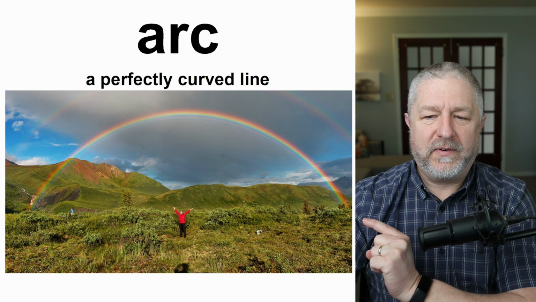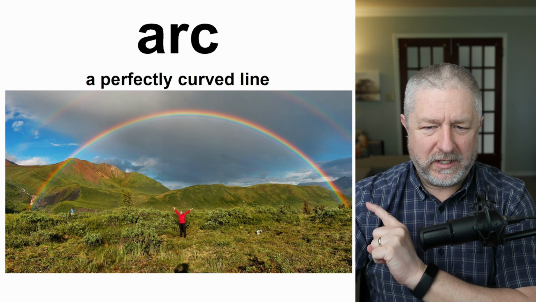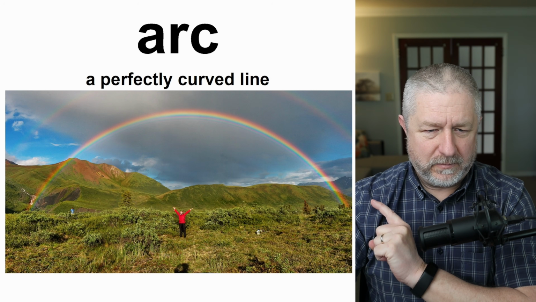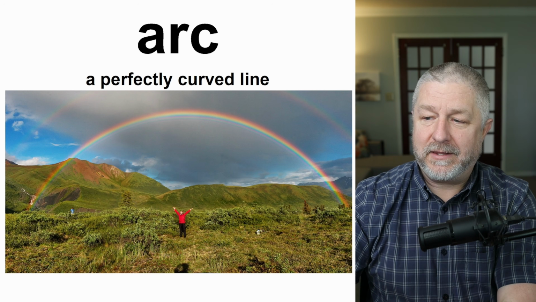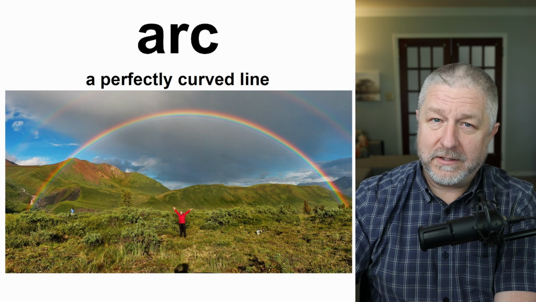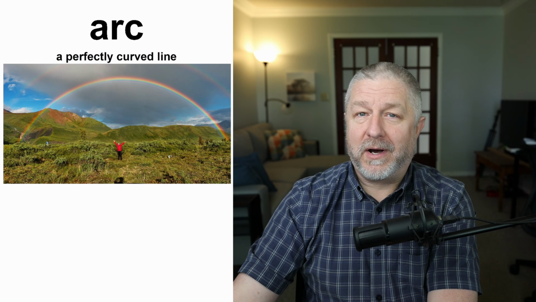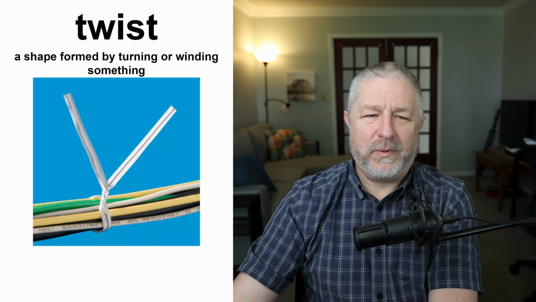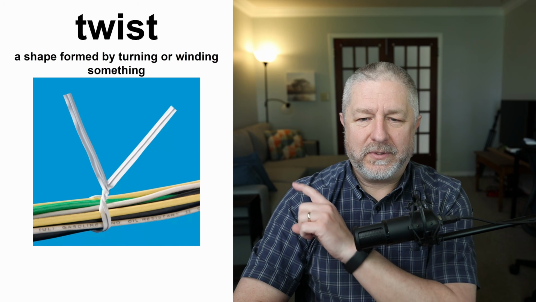This person seems very happy. I think if you look in the distance, the person in blue has maybe found the pot of gold that they say is at the end of the rainbow. I've never found it. I've never been able to find the end of the rainbow, but apparently there's a pot of gold there. Twist, a shape formed by turning or winding something.